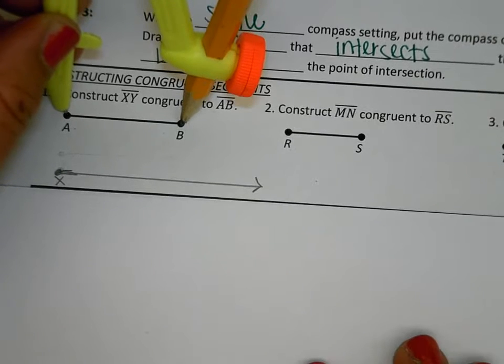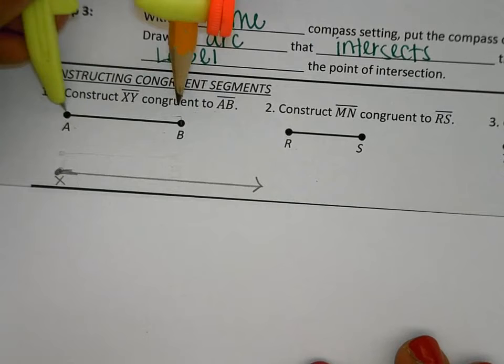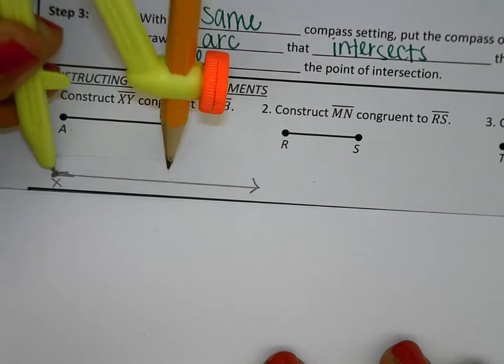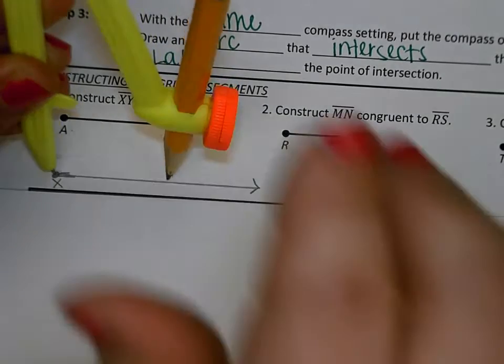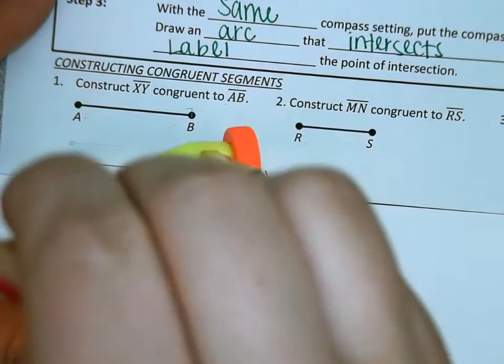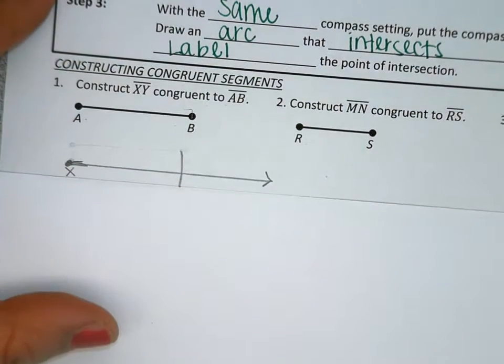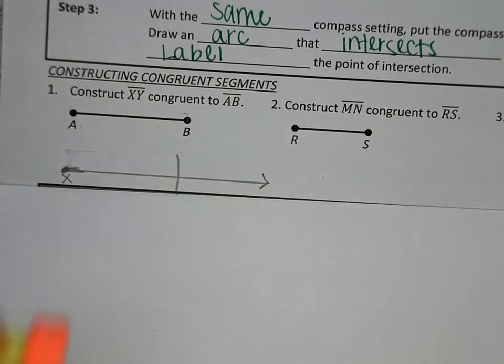And here's how we're going to prove that we know what we're doing. Without moving your compass, so without opening it wider or closing it, just move it down. Put the endpoint on point X, and we're going to draw an arc that intersects that ray that we just made. Okay? So let me do it one more time.